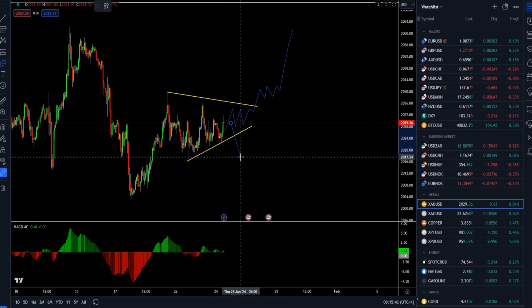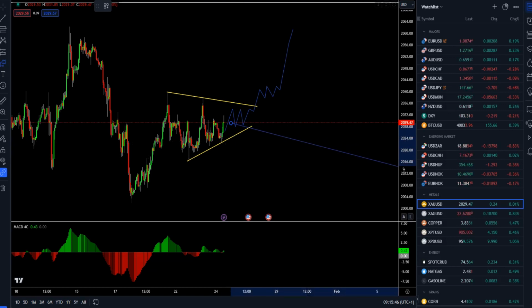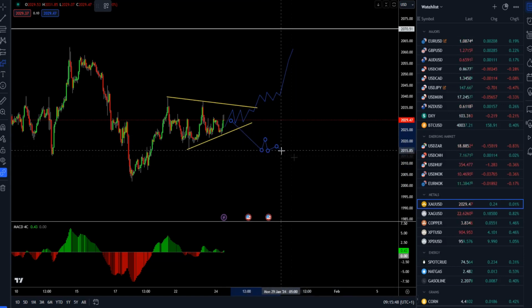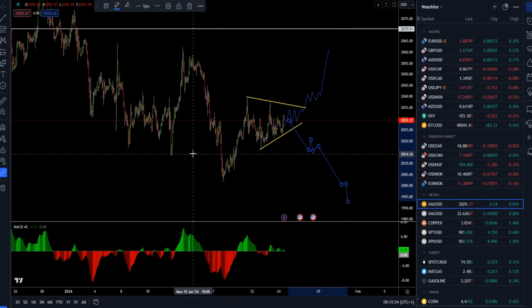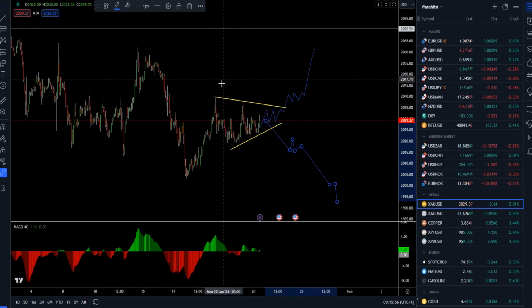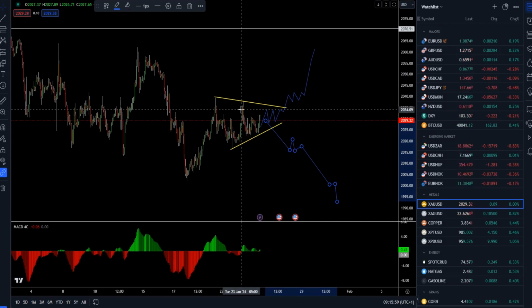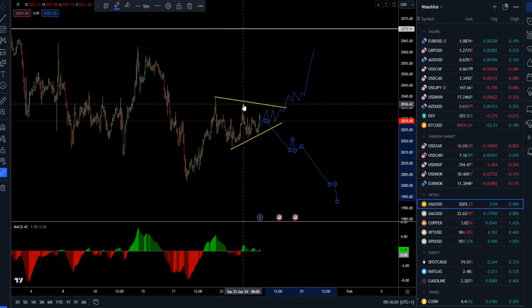If the market can break lower and take the low around 2017, and hold below, then there is a chance for this downside move towards the 2000 mark or even lower. So consolidation so far on this market and potential for the breakout mode.